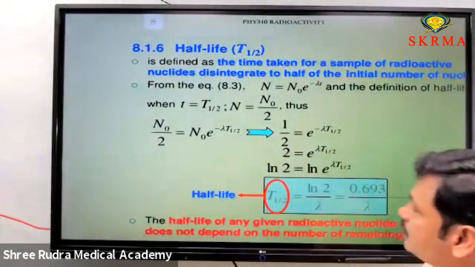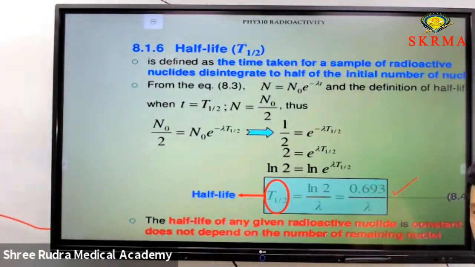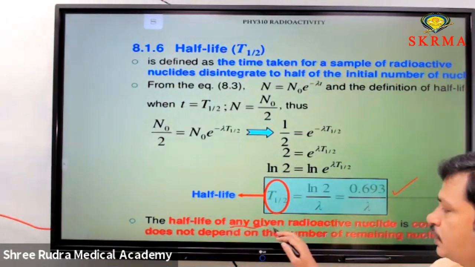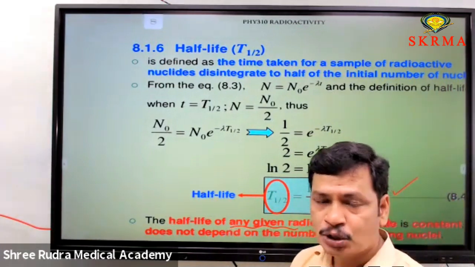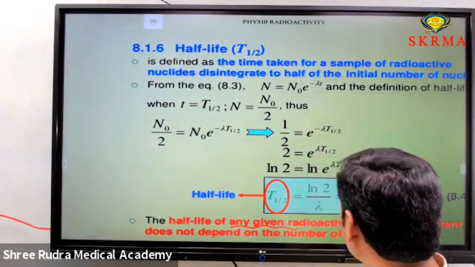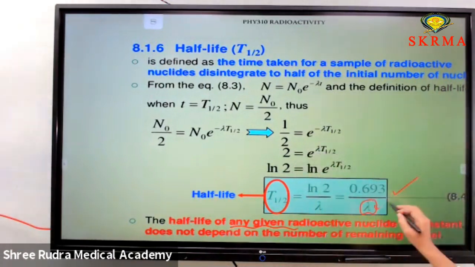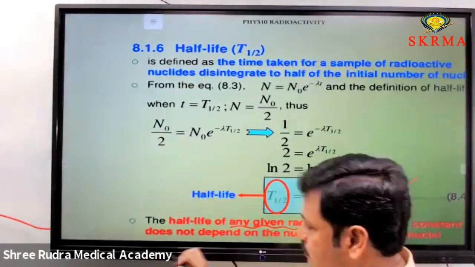Next, coming to the key points. This is the equation we derived. From this equation, you can conclude one important thing: the half-life of any radioactive nuclei does not depend upon the initial number of nuclei. For a particular nucleus, the decay constant lambda is always the same. That's why t half does not depend upon N naught.